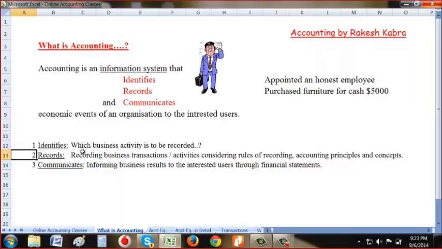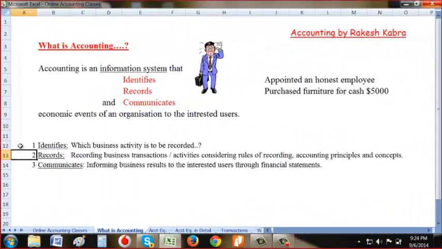Now after identifying, we have to record the transaction in the books of accounts, recording business activities. To record business transactions, there are certain rules that we have to follow. There are certain accounting principles and concepts. So after identifying those activities, we will record them, and to record them we have to follow accounting rules, principles and concepts.